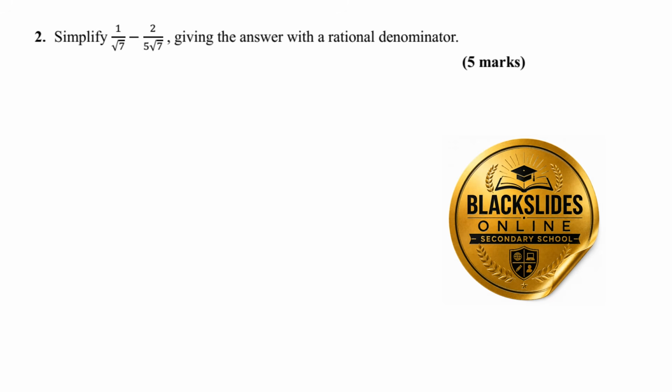Question number 2. Problem number 2 is to simplify 1 over root 7 minus 2 over 5 root 7, giving your answer with a rational denominator.